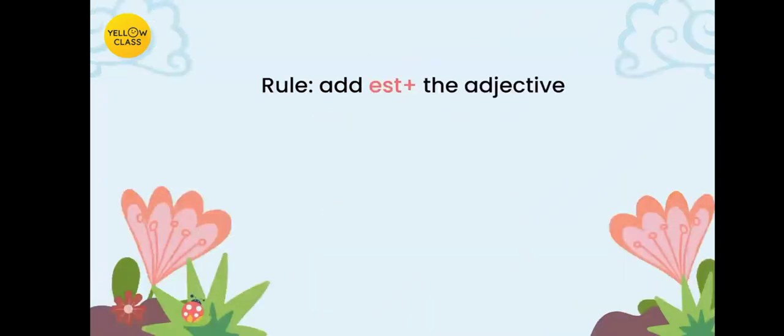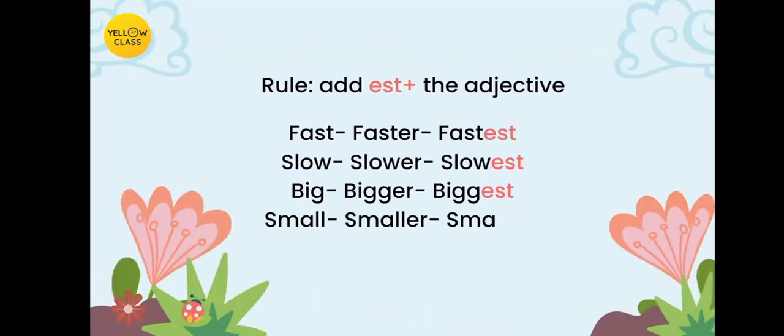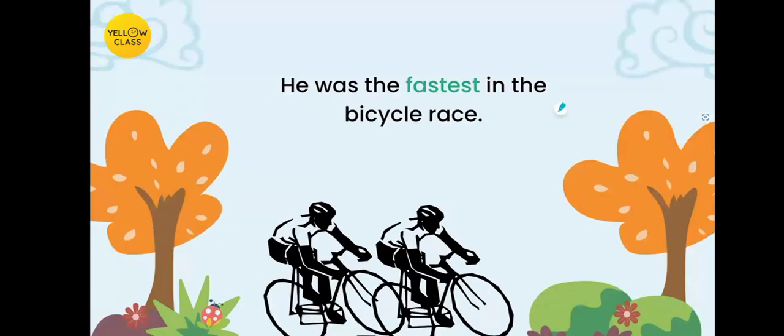Let's look at another example. So all these are cases where we are adding EST with our positive degree and converting it into the superlative degree. And what is the sequence? Fast, positive degree, faster, comparative degree and then the fastest, superlative degree. Fast, faster, fastest, slow, slower, slowest, big, bigger, biggest, small, smaller, smallest and tall, taller, tallest. He was the fastest in the bicycle race. Fastest is the superlative degree.